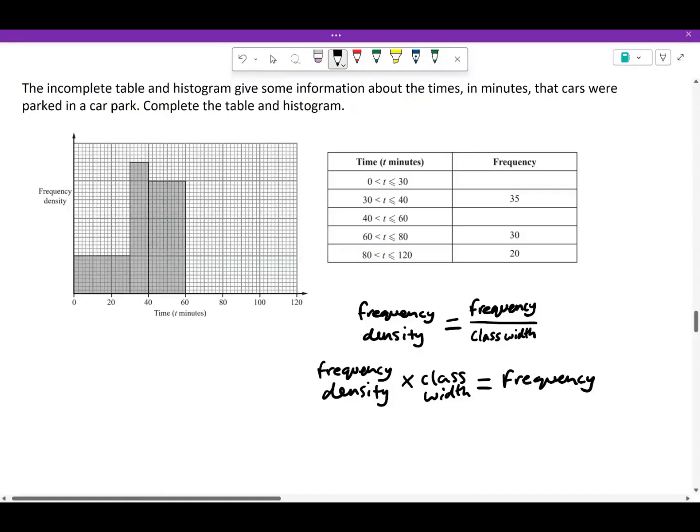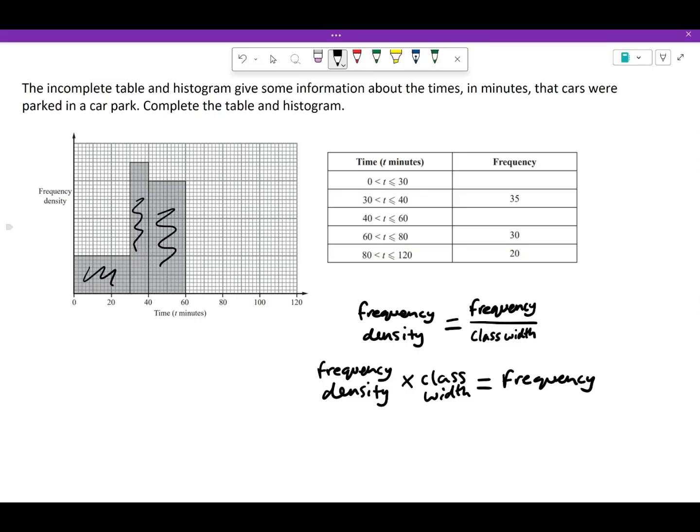So here's our question, and it says we've got an incomplete table and histogram, and it gives some information about the times in minutes that cars were parked in a car park. And we need to complete the table and the histogram. So let's look at the information we've been given. So in my histogram, we have 3 bars. We have this first bar here, the second one here, and this third one here.